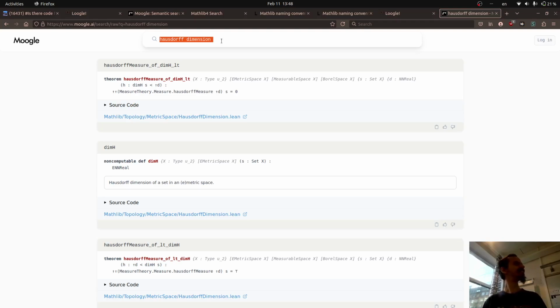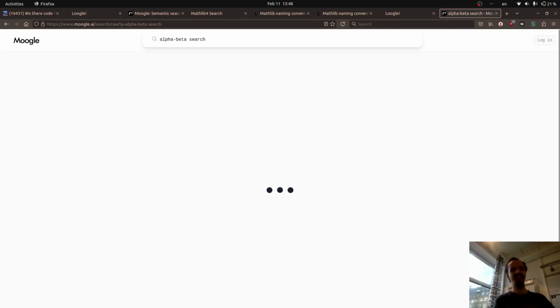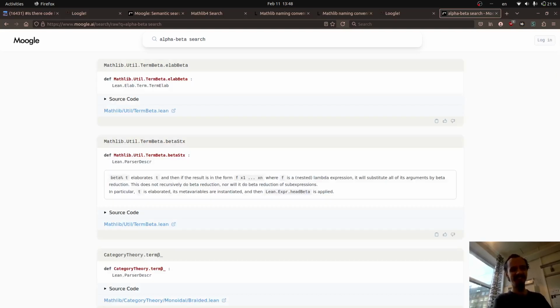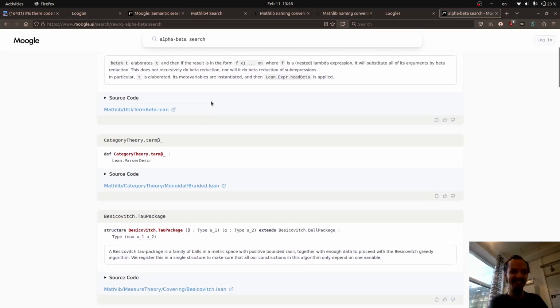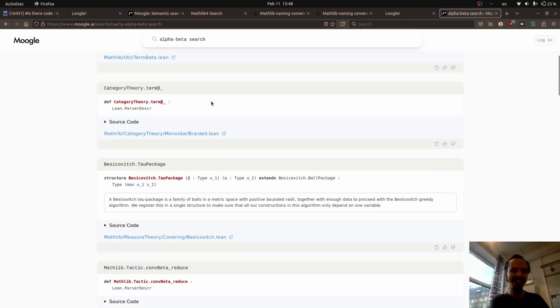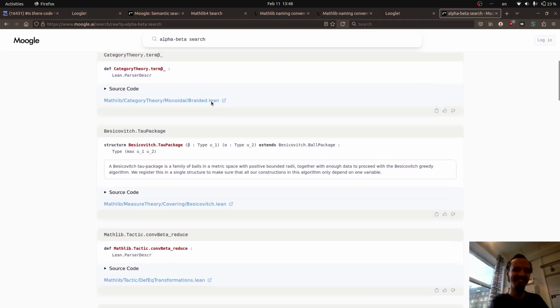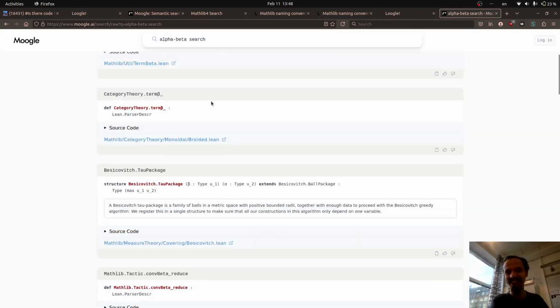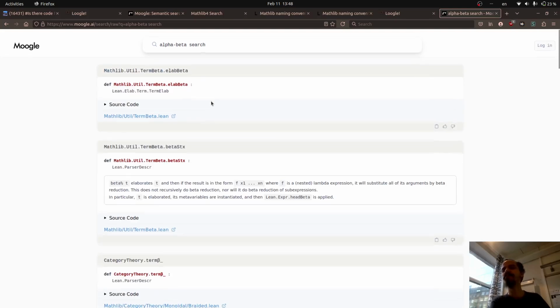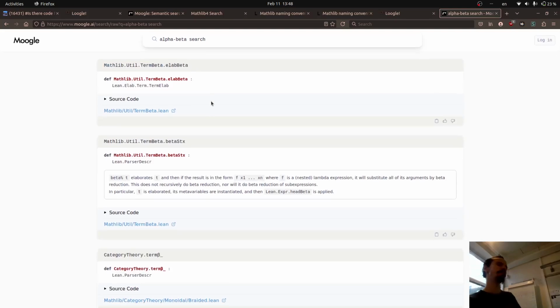I tried alpha beta search, but it was horrible. I have no idea. It found the beta. Yeah. I suspect that the issue might be partially because mathlib doesn't have anything on alpha beta search as far as I'm aware.